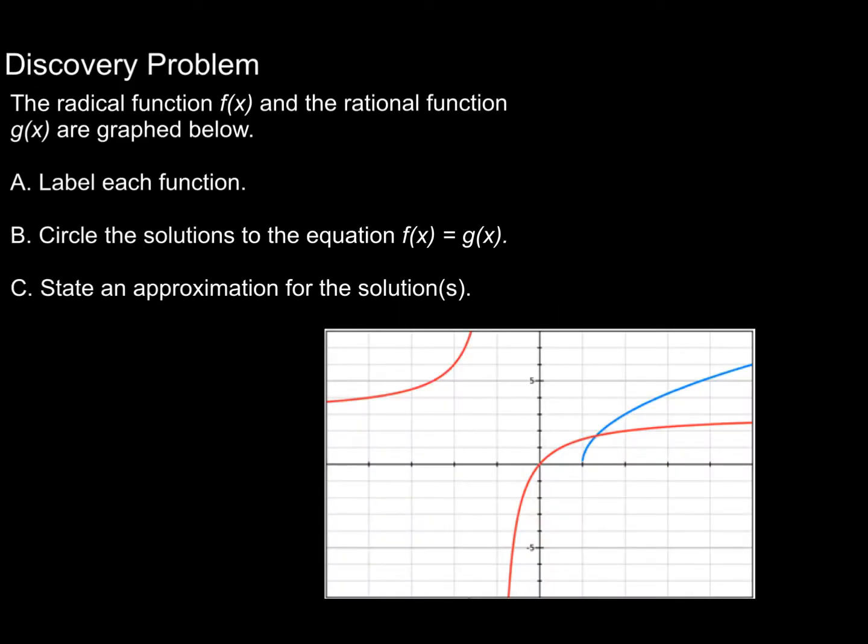Okay, so to start off with, take a look at the two functions that are graphed below here. Sketch the graph out in your notebook. The radical function f and the rational function g are graphed below. Label each function. You've got to be careful to make sure you label each one correctly given the information that you have in the problem. And then circle the solutions to the equation f of x equals g of x and state the approximation for those solutions. So go ahead and try that now on your own. We'll take a look at it together.